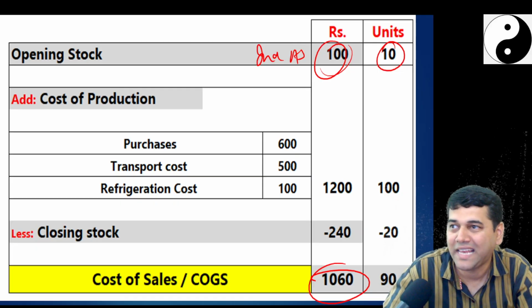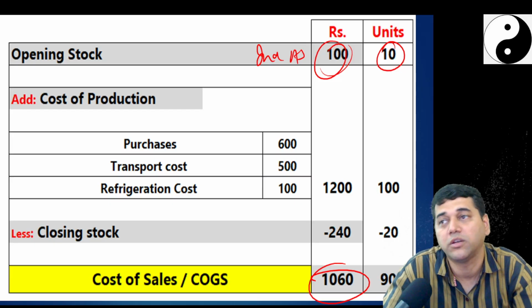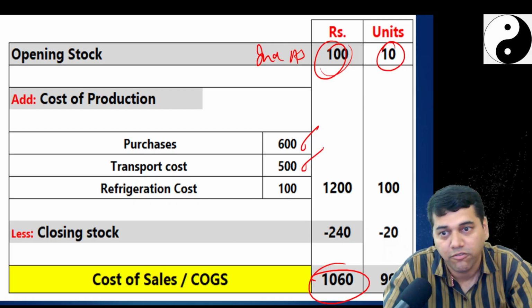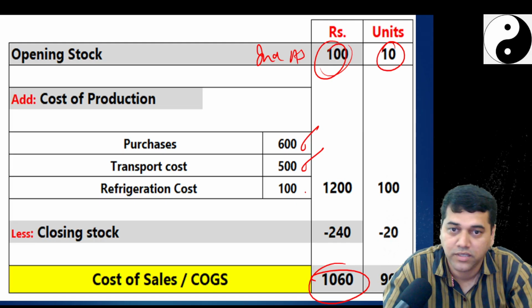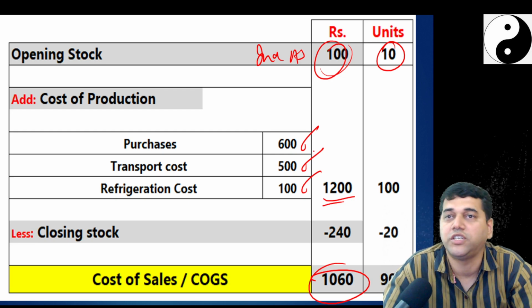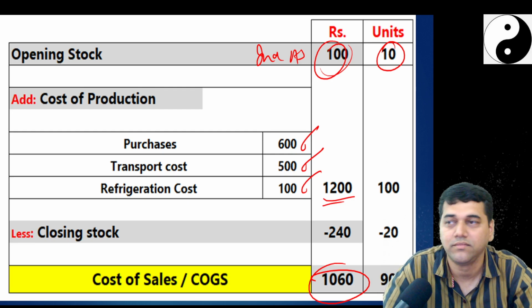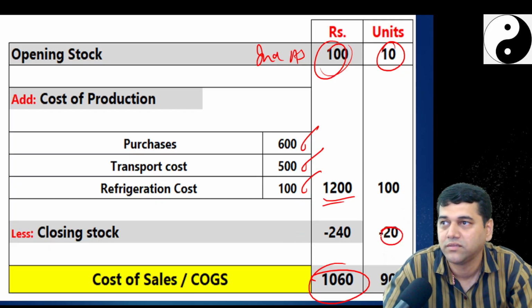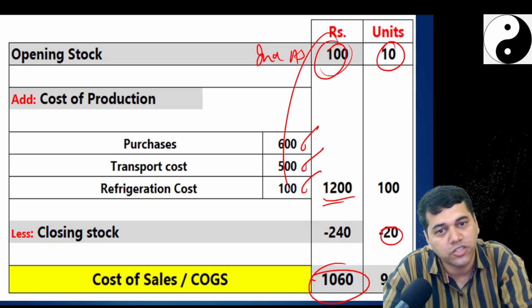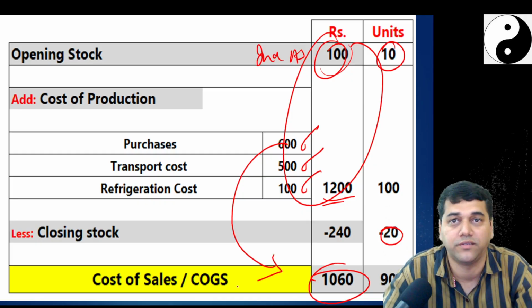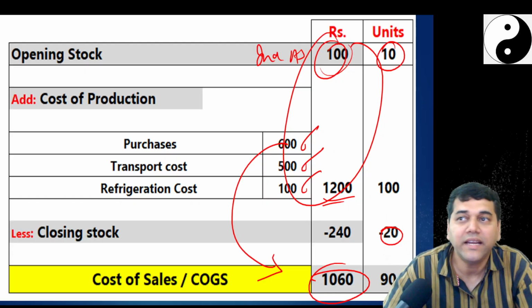Now, I will ask him, tell me, in the year, how much is your total purchases? 600. Did you incur any transportation cost? 500. Refrigeration cost? Yes. This is my total cost. Now, after incurring this total cost, did you sell everything? If you would have sold everything, then I would not have had any closing stock. These items together would have been what I call COGS, cost of sales, if I had sold everything. But I didn't sell.